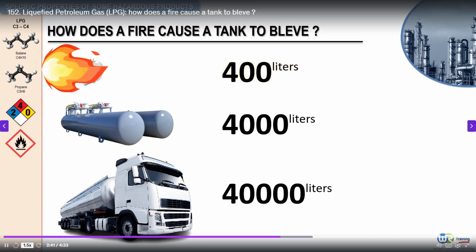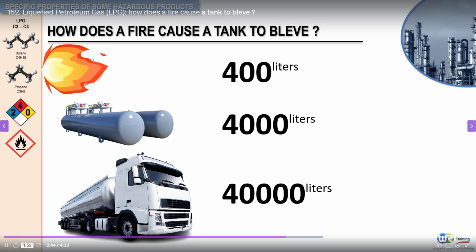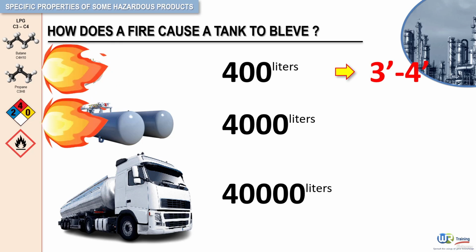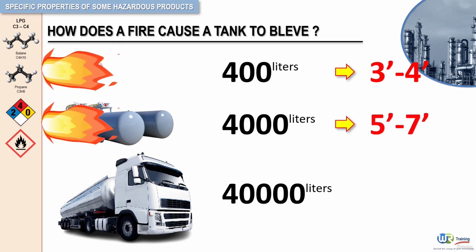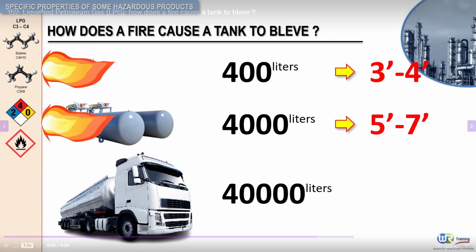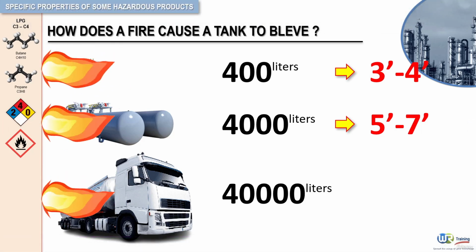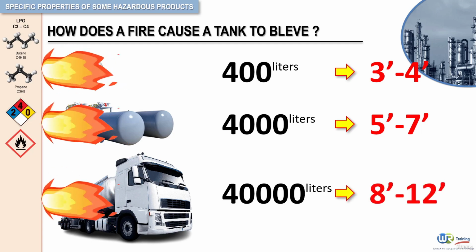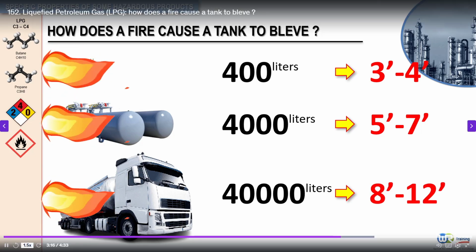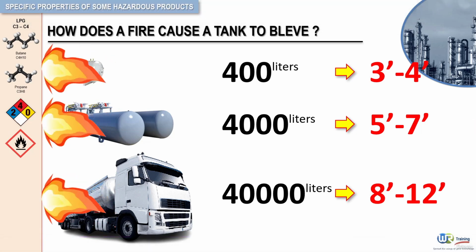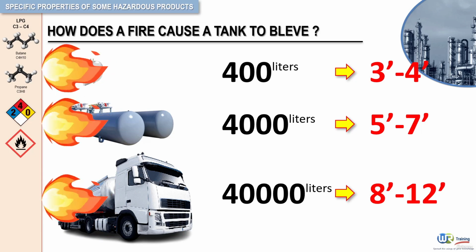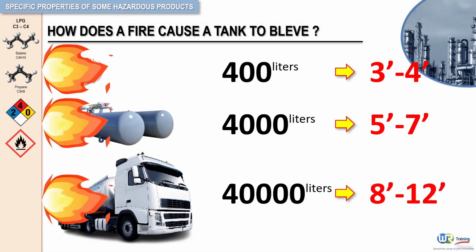With a severe flame heating tank wall temperatures to 700 degrees Celsius, a small 400-liter tank can BLEVE in as little as 3 or 4 minutes. A 4,000-liter storage tank can fail in 5 to 7 minutes. And a big 40,000-liter tanker truck can go in 8 to 12 minutes. Damaged or corroded tanks may BLEVE sooner, or if the flame is less severe, they may BLEVE later by minutes, hours, or even days. The important point to keep in mind is that LPG tanks exposed to fire are dangerous, whatever their size.